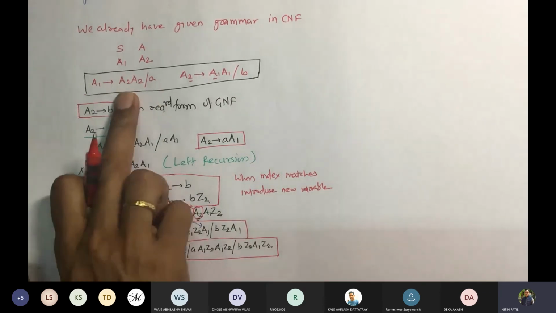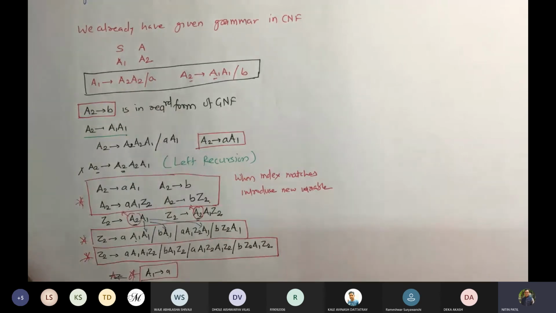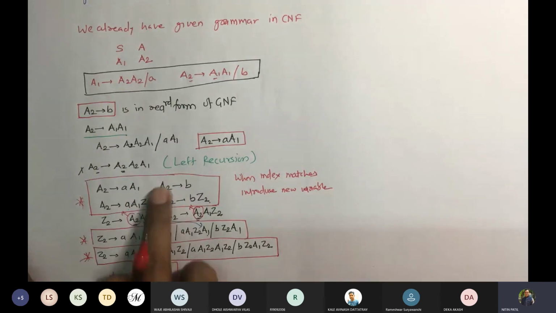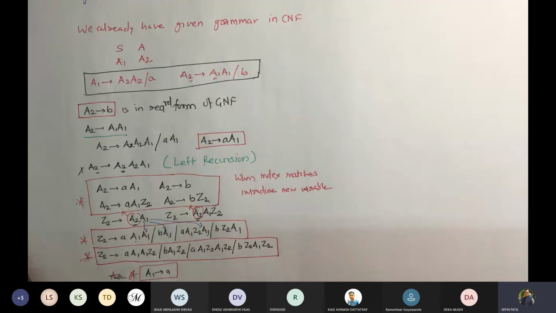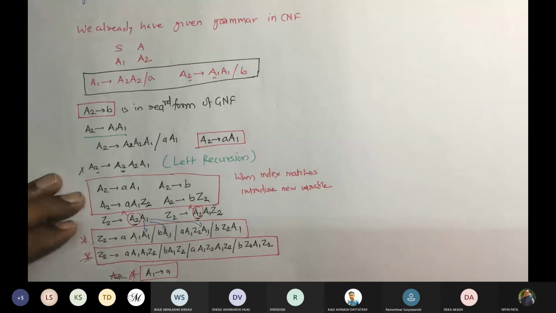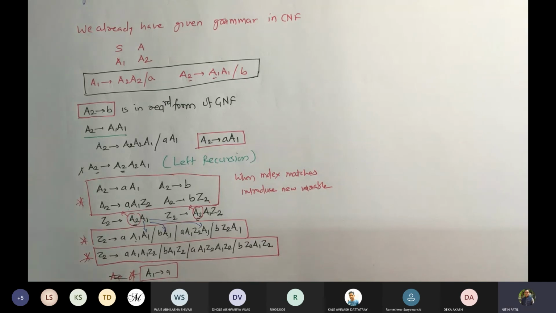Next production was A1 gives A2, A2. So A2 के values डाल दिए. A2 के values कितने थे? 4. We are putting those values here, and we will write this A2 as it is. So that's how we got all productions in. ये final solution हो गया आपका. ठीक है? Any question with this?